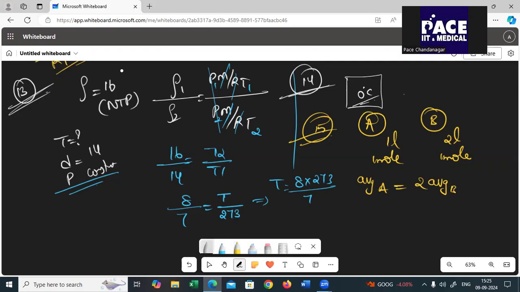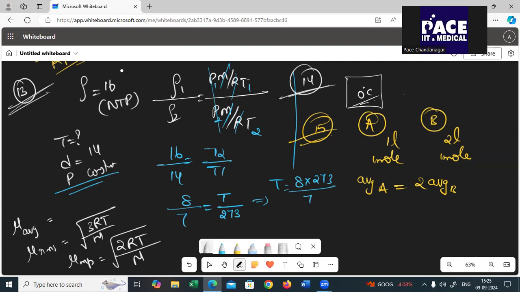Do you all remember the formula for average speed? What is U average, U RMS, U most probable? Most probable is under root 2RT by M, and RMS is under root 3RT by M, and average is under root 8RT by pi M. This is my average. All these three should be at your fingertips.